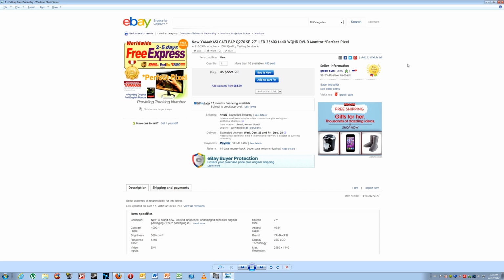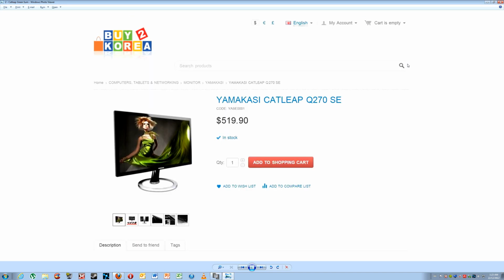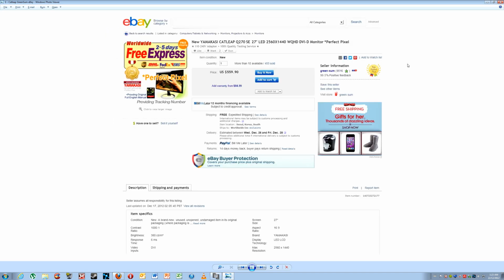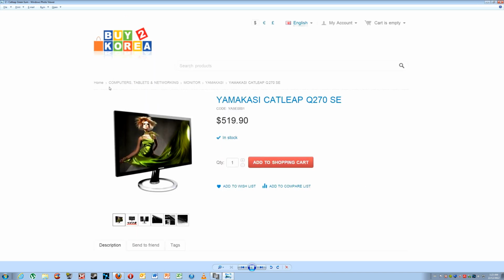But people were picking these up on eBay and starting to have a good look at them, use them for all sorts of things. Greensum still sells these. As you see, the price has gone up quite a lot. The last one you were looking at was slightly more expensive, $559, because it was a pixel-perfect version. But you can get the non-pixel-perfect version still for $520 off their Buy to Korea site.